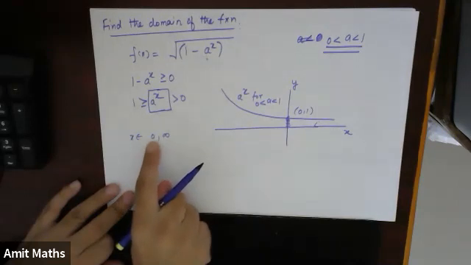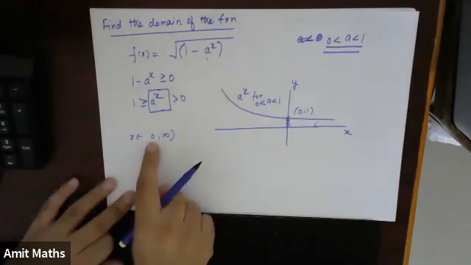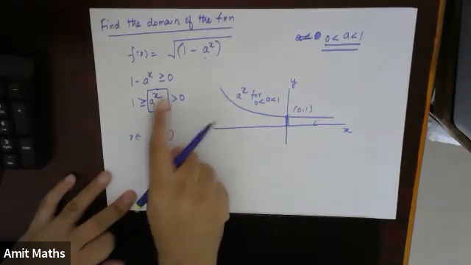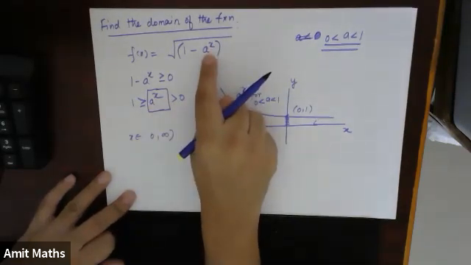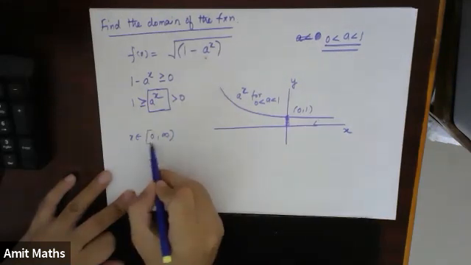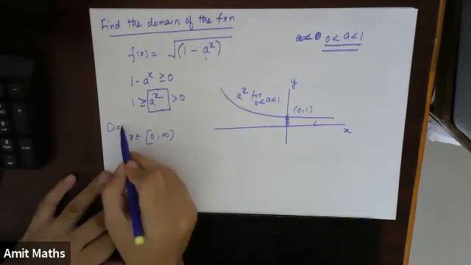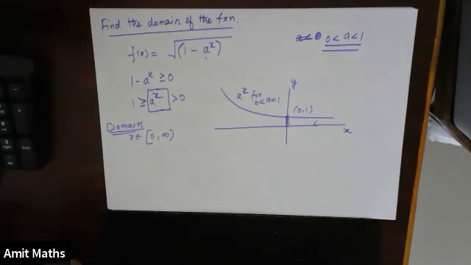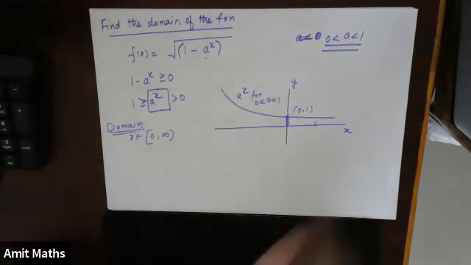Infinity will have an open bracket. Now we just have to check whether 0 is included or not. If I substitute x to be 0, anything to the power 0 becomes 1. 1 minus 1 is 0, which is okay for under root. That means 0 will be included, and this will be the domain of the function. Understood? Let's move on to the next question.